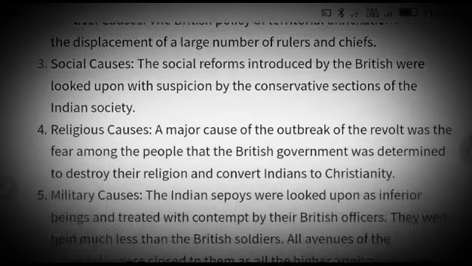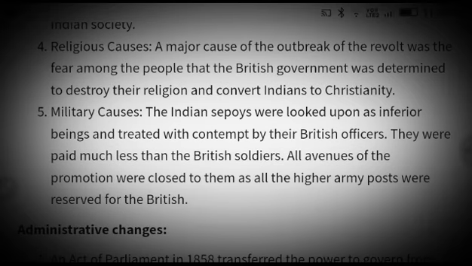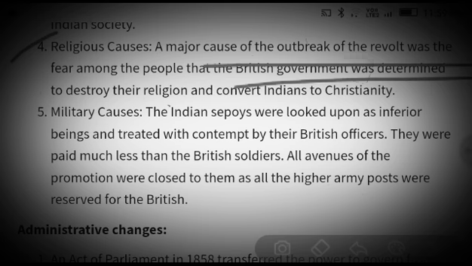So now we have discussed the social and religious causes. A major cause of the outbreak of the revolt was the fear among the people that the British government was determined to destroy their religion and convert Indians to Christianity. Military causes, mainly important.